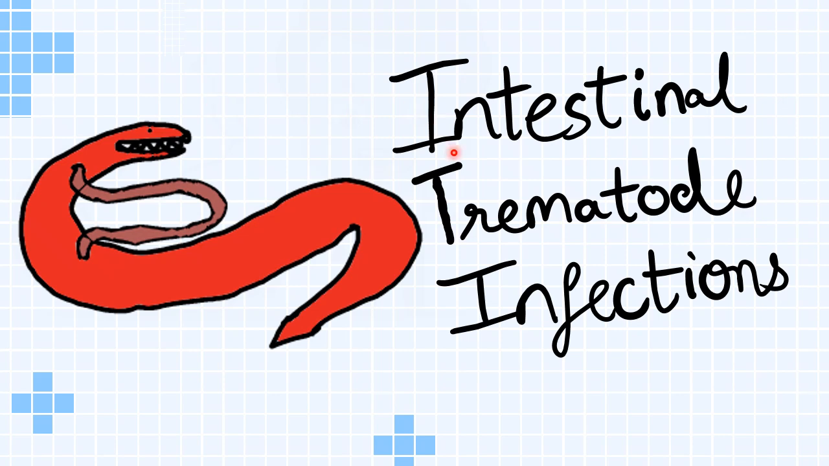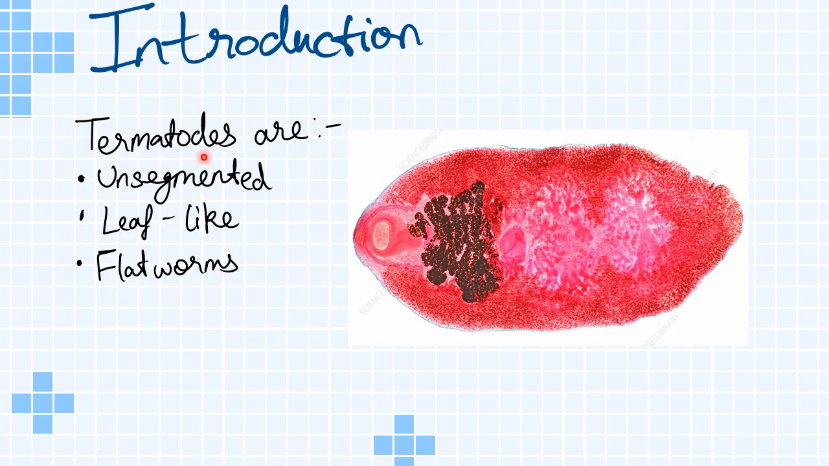In this video, we'll talk about intestinal trematode infections. What do you mean by trematodes? Trematodes are nothing but unsegmented leaf-like flat forms, as you can see in this image. They are commonly known as flukes.